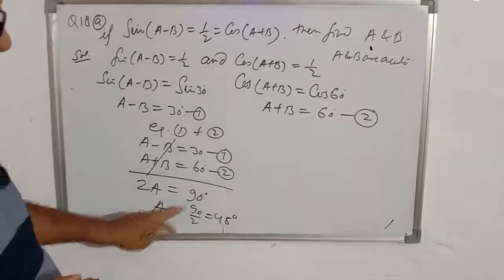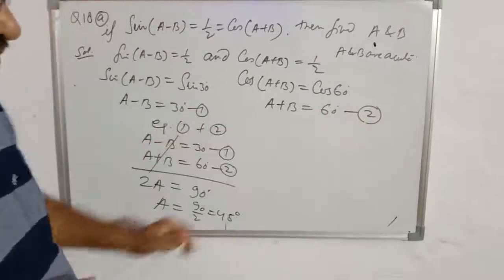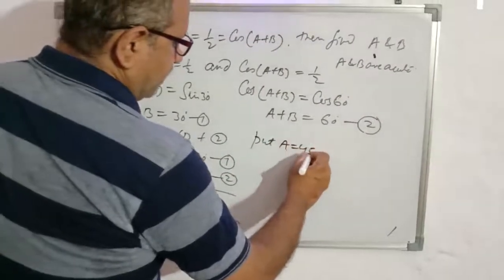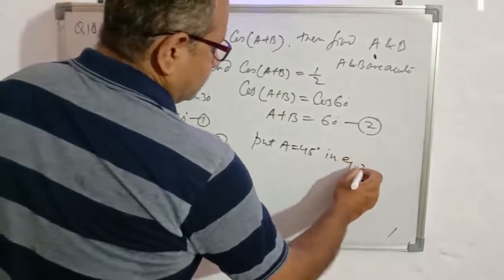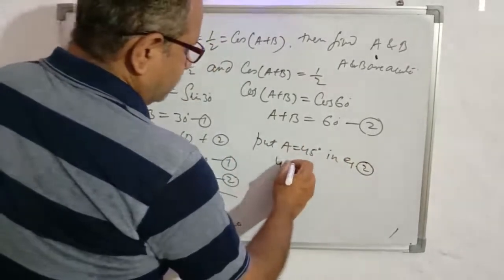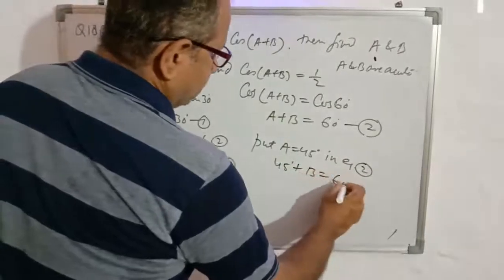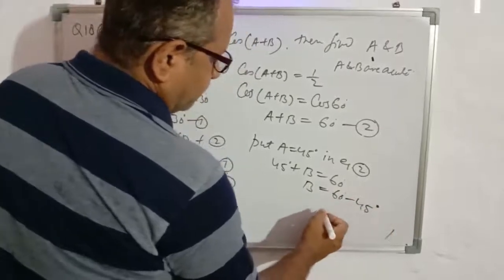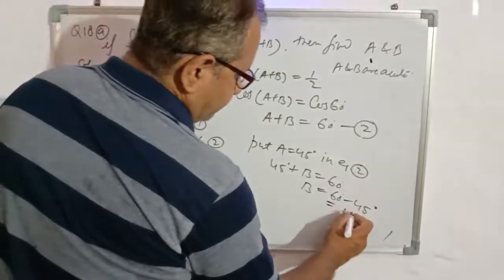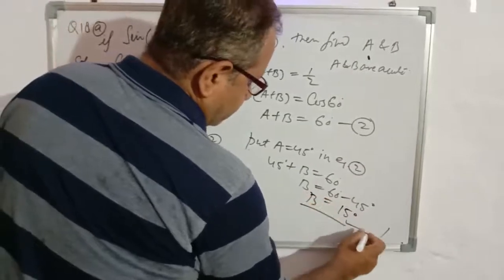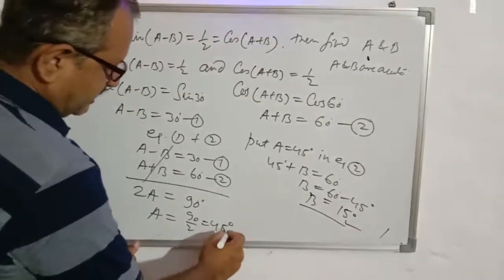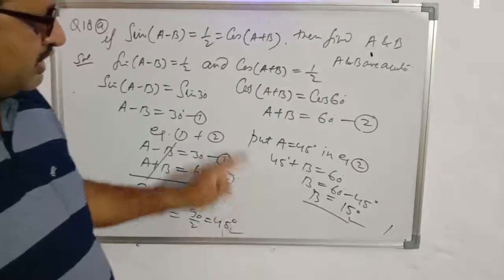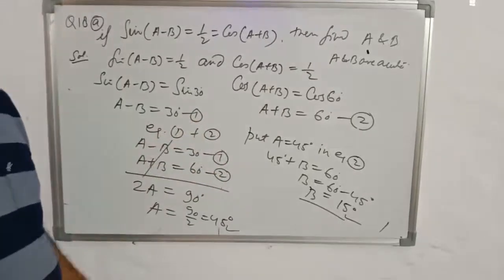Now we put this value of a in equation number 2 to find b. So put a is equal to 45 degree in equation 2. So 45 plus b is equal to 60. b is equal to 60 degree minus 45 degree. It will come 15 degree. So angle B is 15 degree, angle A is 45 degree. Both are acute angles. So in this way, by making two equations, we can solve for both A and B.